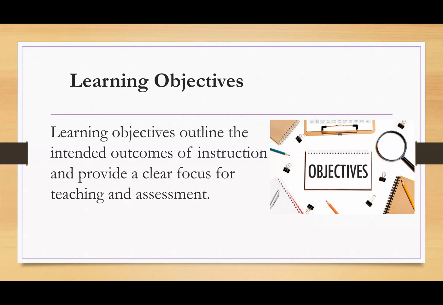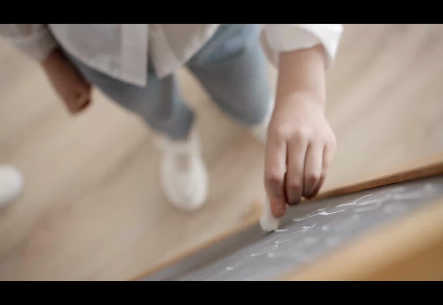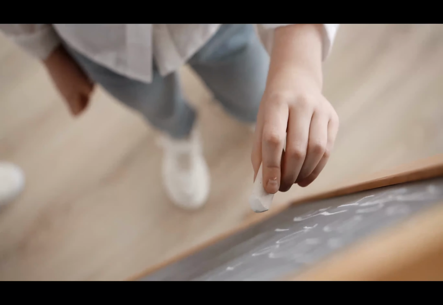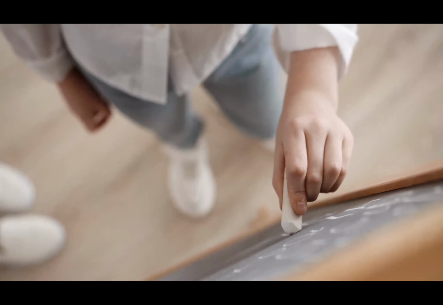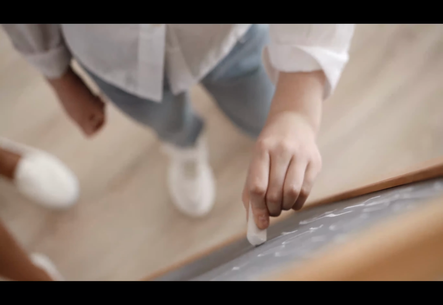Learning objectives should be measurable so that the extent of student achievement can be assessed. They should use action verbs that allow for direct observation, evaluation, or measurement of student performance. Learning objectives should be attainable and realistic given the time and resources available. They should be challenging enough to promote growth and development, but not so difficult that they become unattainable for most students.